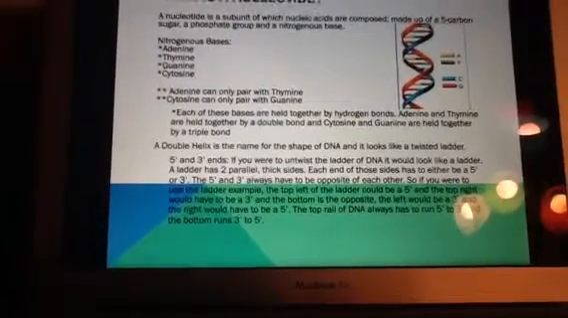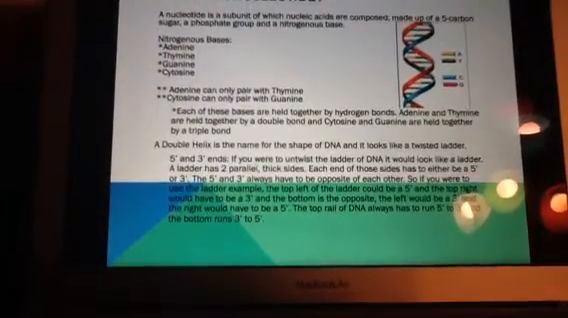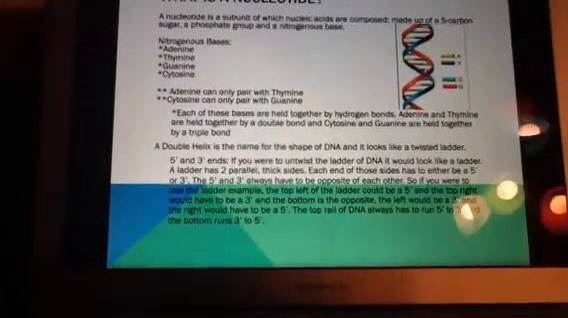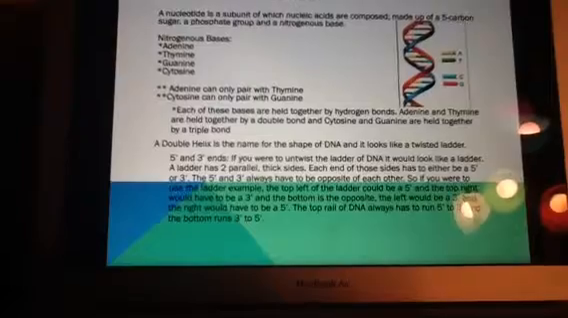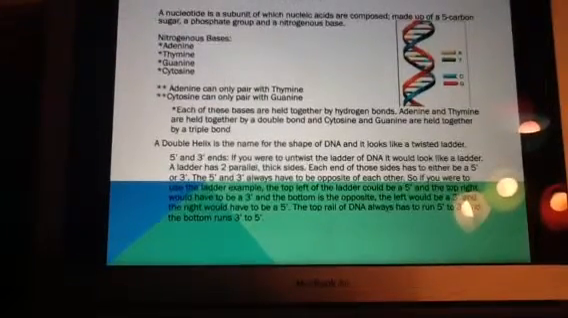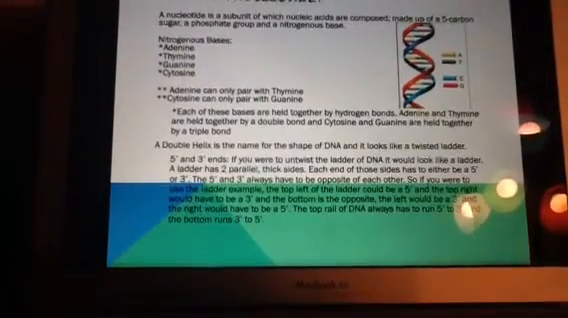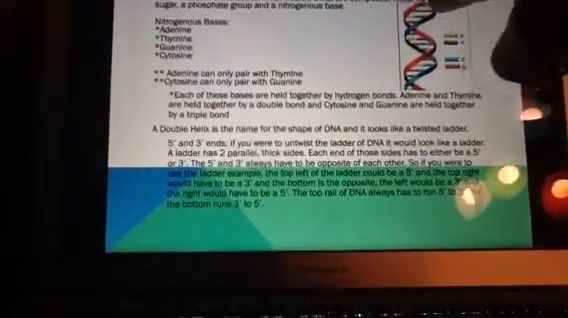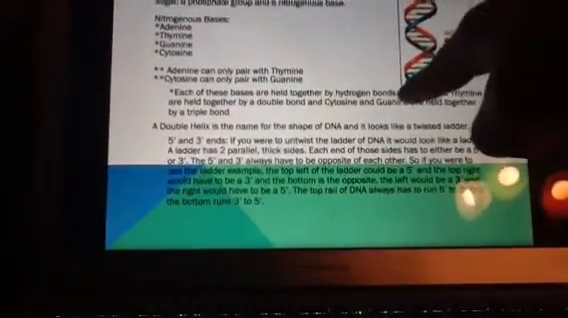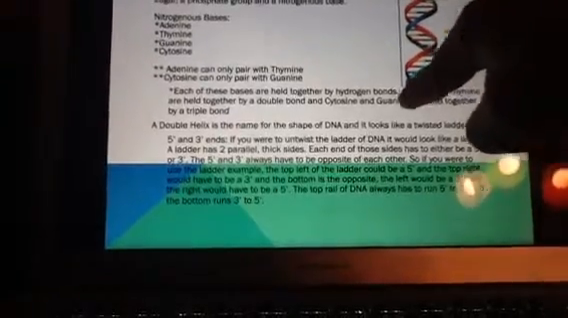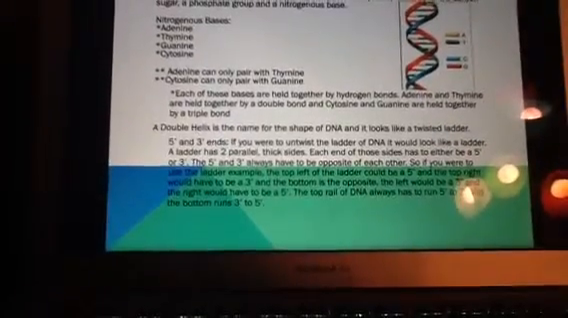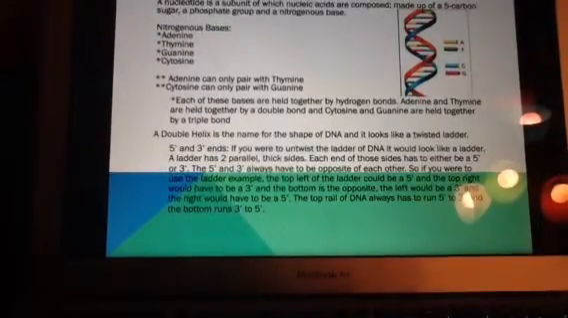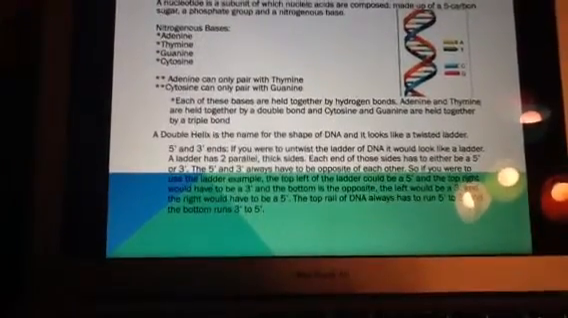And then each of those sides either has to be a 5 or a 3. And the 5 and the 3 always have to be opposite of each other. So if you were to use the ladder example, the top left could be a 5, the top right would have to be a 3, and then the bottom is opposite, so the left would have to be a 3 and the right would have to be a 5. So like here you could have this one be a 5 and then a 3, and then down here would have to be a 3 and then a 5. So it's always opposite. And then the top rail has to run 5 to 3 and the bottom has to run 3 to 5.